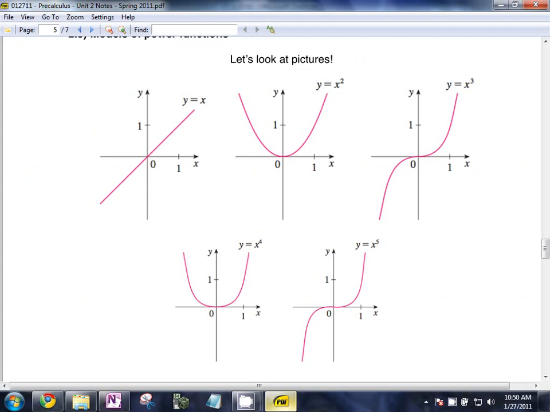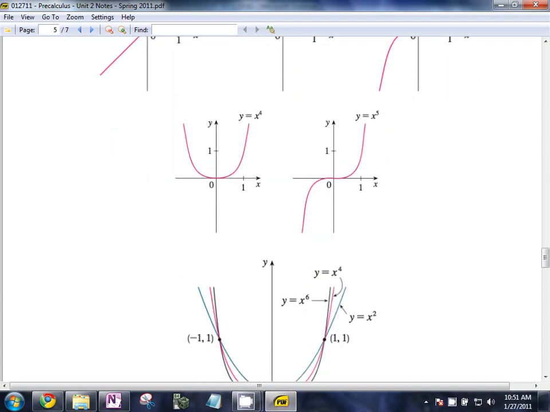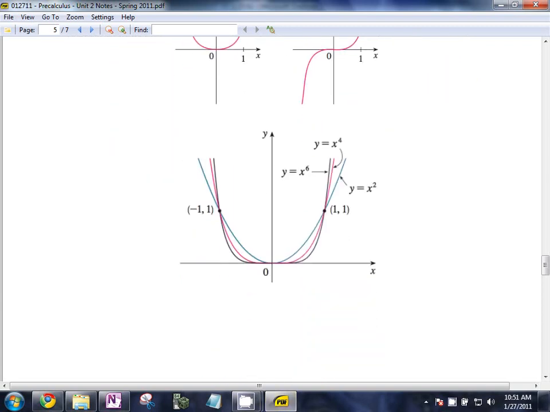They also all go through the origin. That's right. They all go through the origin. All the even functions all go through the point 1, 1. What's 1 to the 4th? 1. What's 1 to the 10th? 1. What's negative 1 to the 10th? 1. All the odd functions go through 1, 1, and negative 1, negative 1. What changes, though? They change how steep they are.